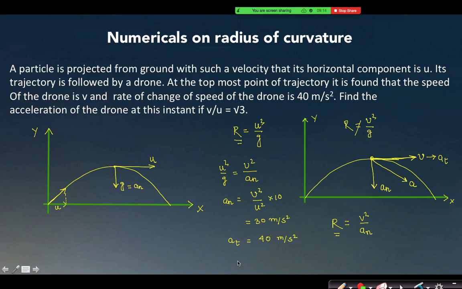Now it is very easy to calculate. What is the net acceleration of the drone now? 50. Yes, the net acceleration is 50 meter per second square. That should be the answer of this question. I guess you have understood this question. Yes, sir. All right, good.